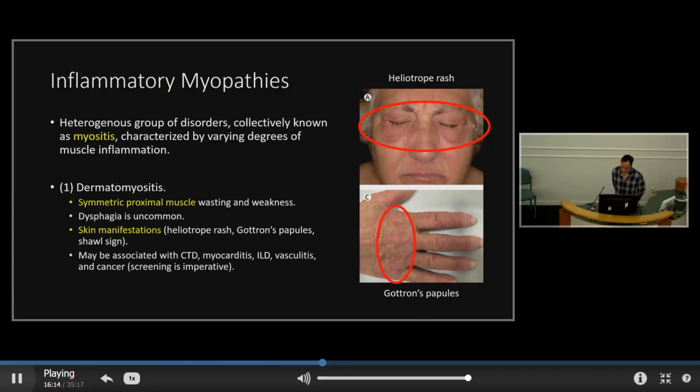Now, if you have dermatomyositis, it's often associated with a systemic disorder, so you want to screen for connective tissue diseases and other organs getting involved, like myocarditis. Remember, the heart is a muscle. Also inflammatory lung disease, vasculitis, and cancer. So you would want to order appropriate tests to rule these things out too.